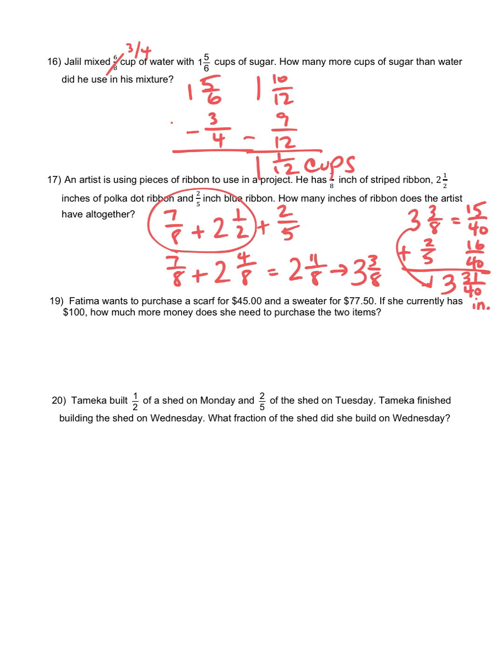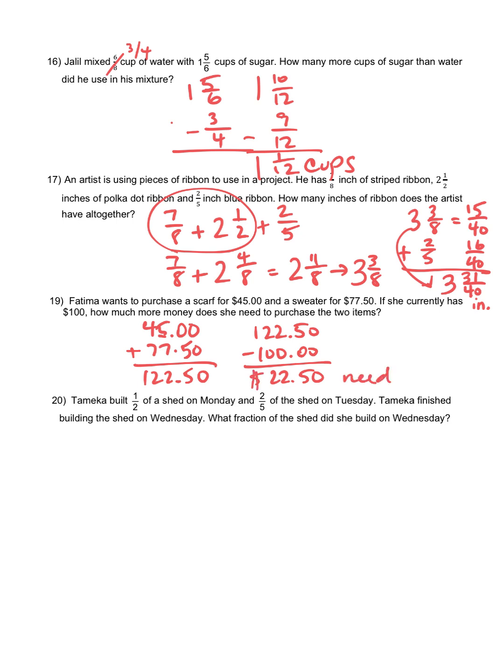Okay, we want to get a scarf. It's $45, kind of expensive, and a $77 sweater, also kind of pricey. Together, that's $122.50. It says how much more money does she need to purchase the items if she only has $100? So $122.50 minus $100. That leaves $22.50. That's how much she needs.